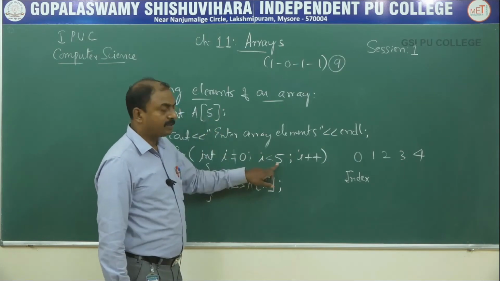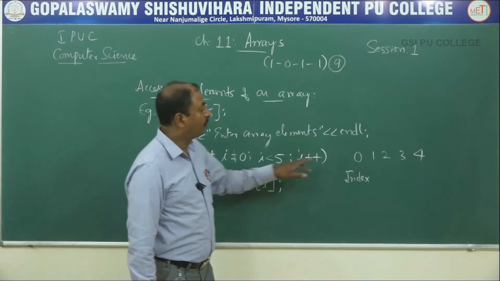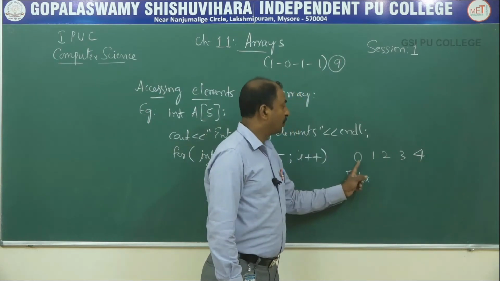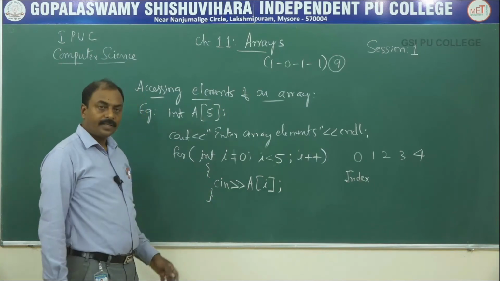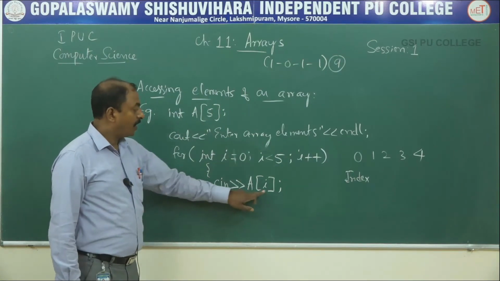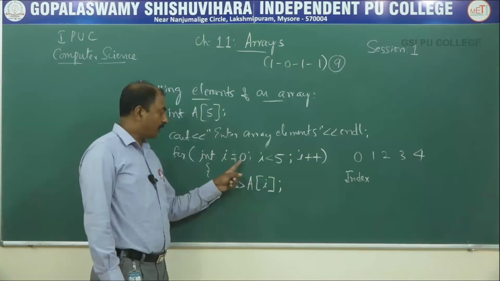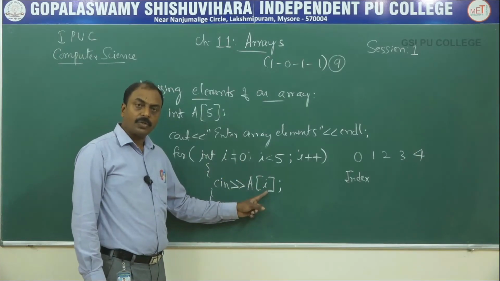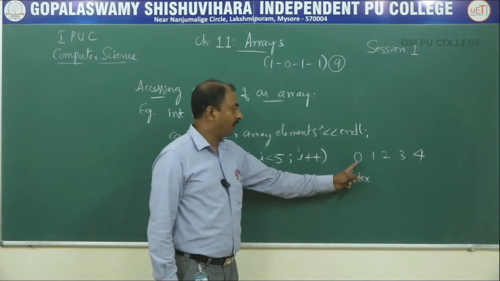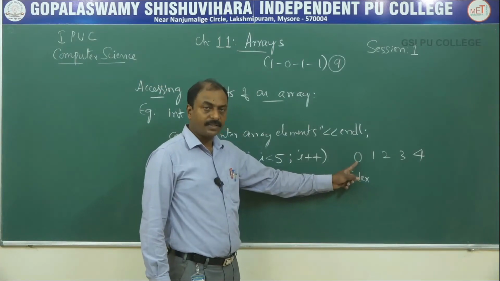So it should be less than 5 so that it holds 5 values from 0 to 4. So this is an index of an array. Next, cin >> A[i]. First time i equals 0. Here A[0] means the first element will be stored in the first index, that is A[0].